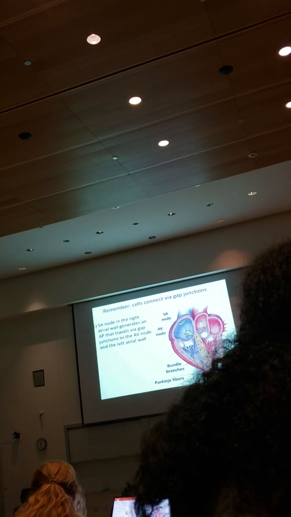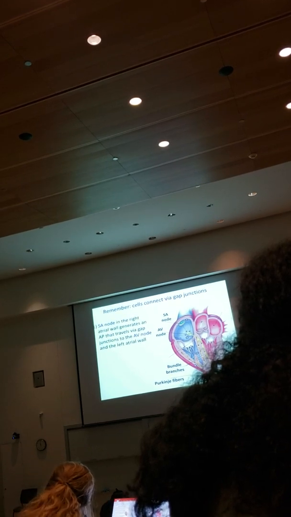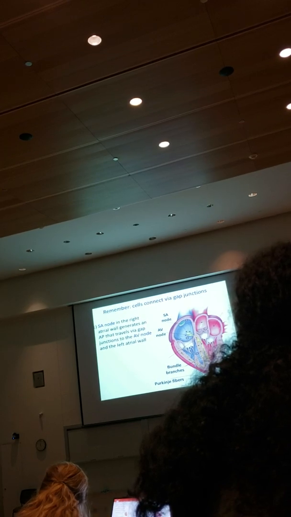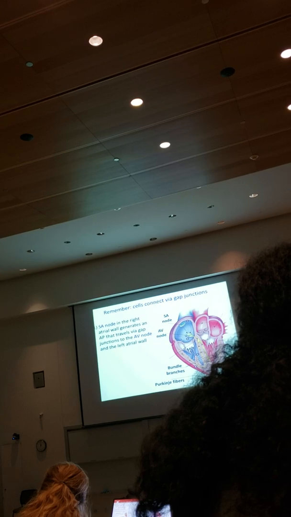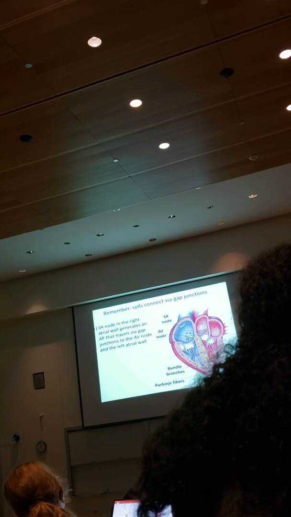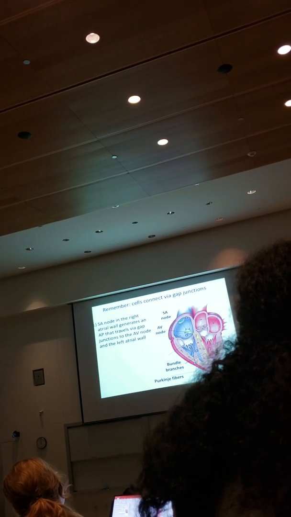So the first part is what we just discussed. The SA node in the right atrium generates an action potential that travels via gap junctions to the AV node, that's the next one. It also travels to the neighboring muscle cells, blue from this side, red from that side, and basically tells them to contract. But we're focusing now on the conductive system. We'll come back to the contraction later on.